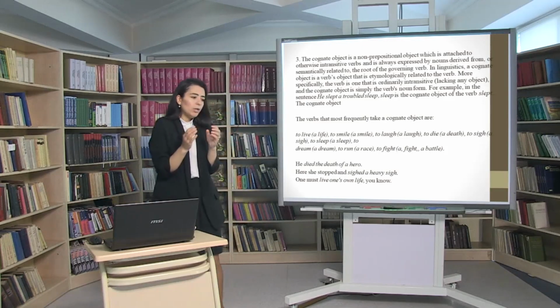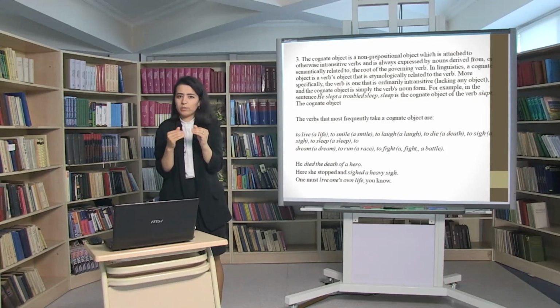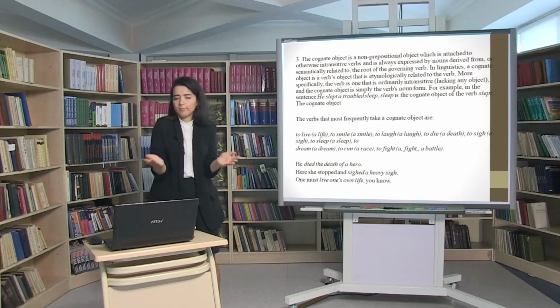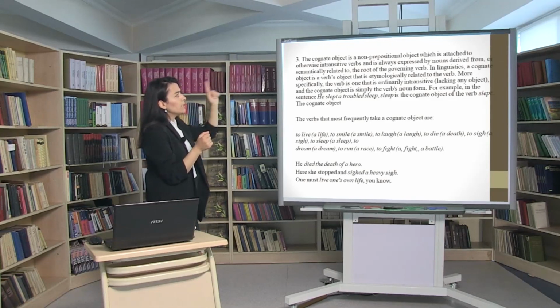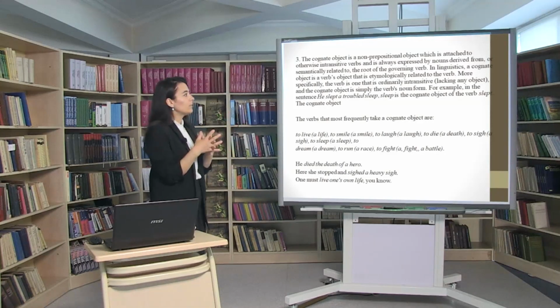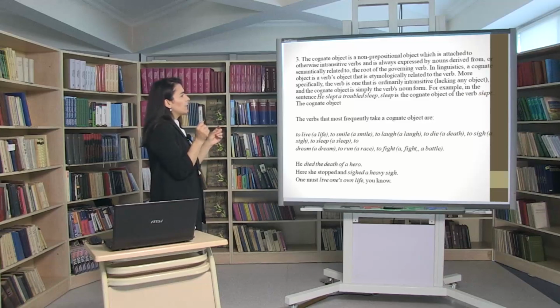In this sentence, you know that "lived" and "life" are from the same origin, and "life" is a noun form of "to live." And let's go on. A cognate object is always expressed by nouns derived from or semantically related to the root of the governing word. In linguistics, a cognate object is a verb's object that is etymologically related to the verb.